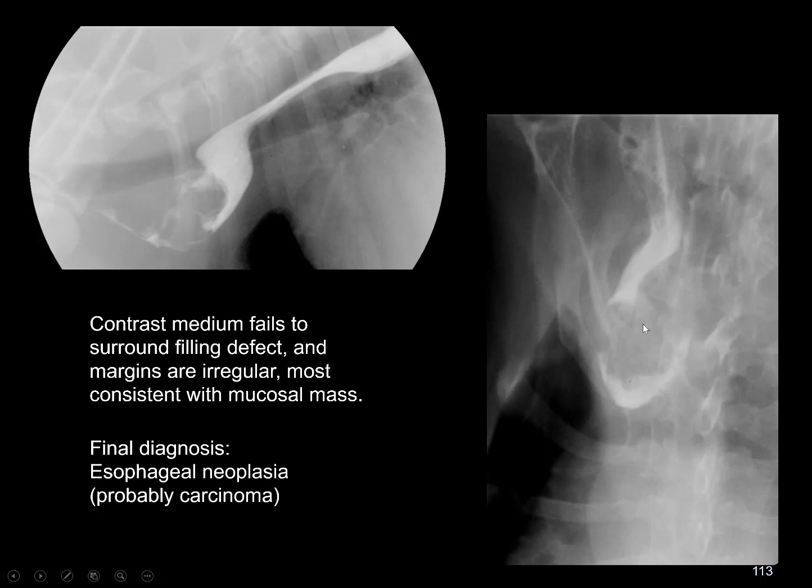On the VD view, there are edges of the mass that also don't have any filling, so it has more of a broad-based appearance because the contrast medium gets past the thing, but it can't go all the way around all the edges. It makes it seem like it's really not intraluminal. I have to be thinking of mural or mucosal at this point. The margins are a little more irregular probably, so I think mucosal is going to be higher than mural specifically. After sampling, this was neoplastic and was most compatible with carcinoma.